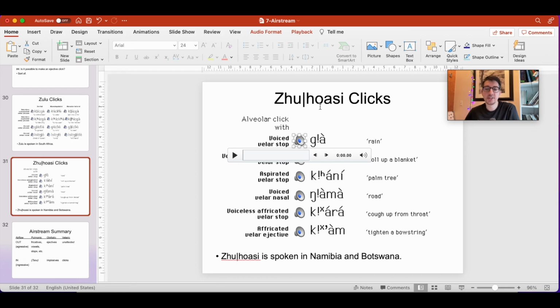Then Juhoasi clicks, or the Juhoasi language, is spoken in Namibia and Botswana, and it provides an example of an affricated velar ejective. So it can have this affrication, or this diacritic is for affrication here, this little x. Then ejective is just this apostrophe. So let's listen to this. You need to have affrication as well as ejective there. Not impossible, but very rare.